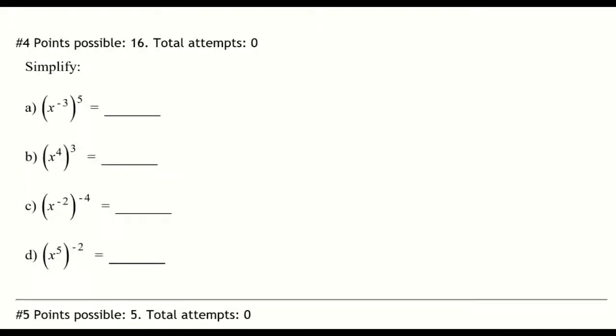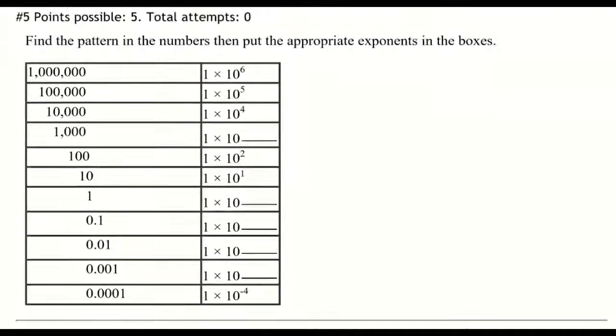When we have a power raised to another power, we simply multiply the exponents. So -3 times 5 is -15.